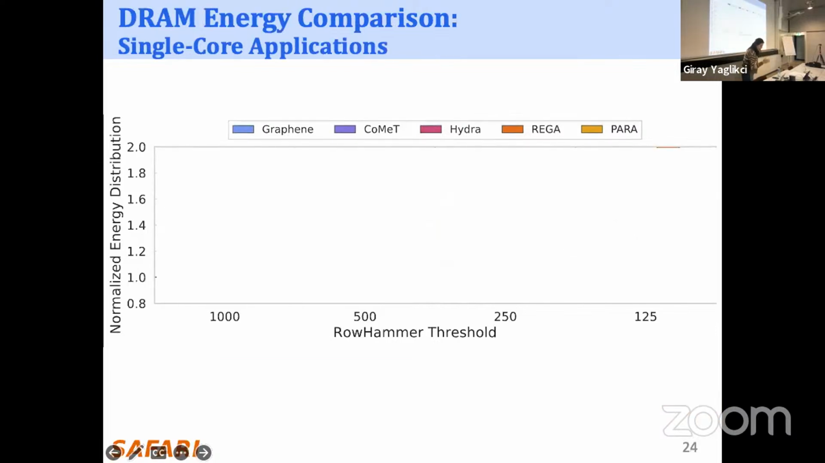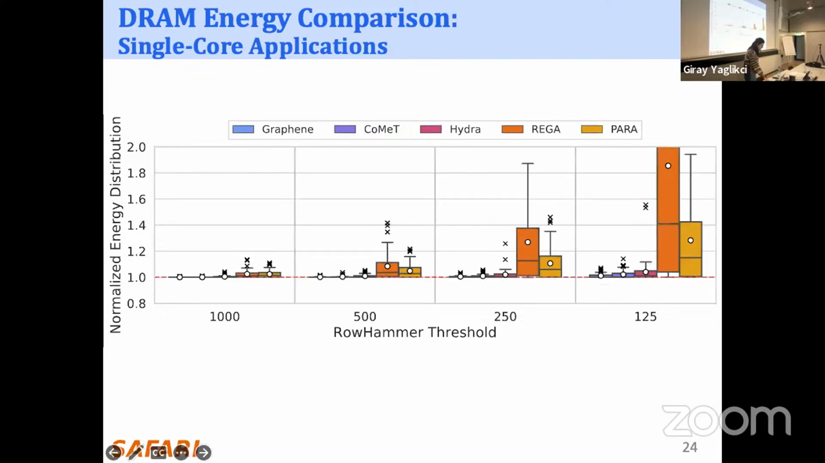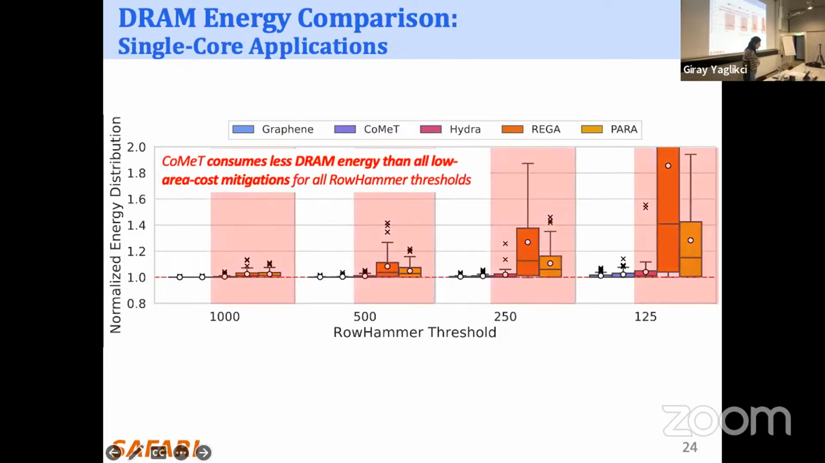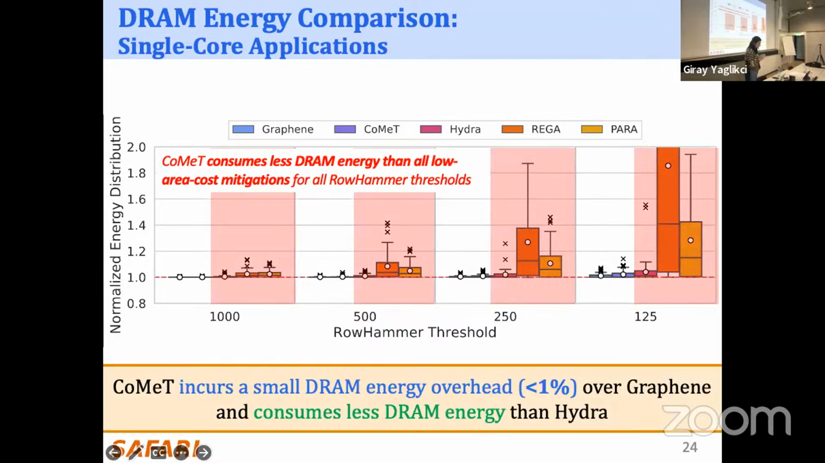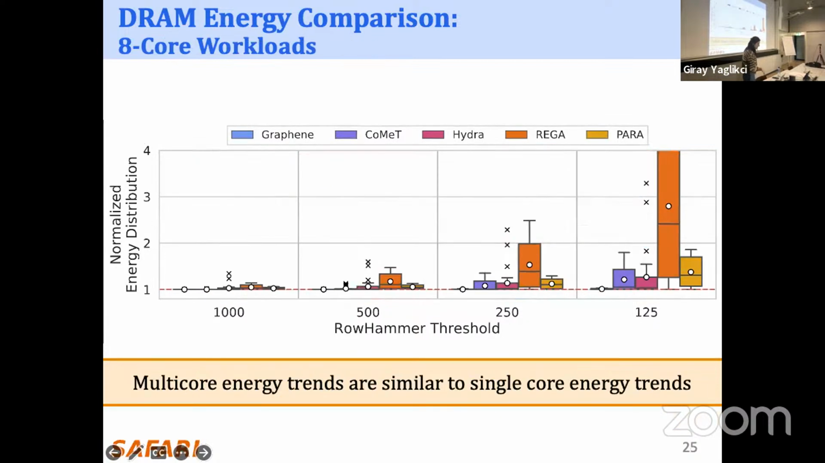And this is the same analysis, but for DRAM energy comparison. This is single-core applications. And as you can see, all mitigations have some energy overheads because they are starting to issue more and more preventive refreshes. And we see that Comet still consumes less DRAM energy than all low area cost mitigations for all RowHammer thresholds. And it incurs a small DRAM energy overhead over Graphene and consumes less DRAM energy than Hydra. And these are the multi-core workload results. And again, they are pretty similar to single-core ones.